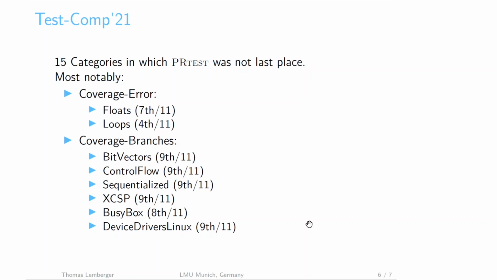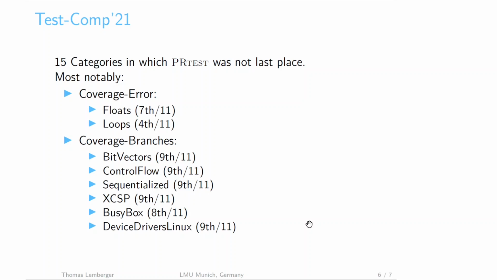And then it gets interesting when we look at the Test-Comp' 21 results. So whenever PRTest is not the last place in a category, that's a hint that the tools that are worse use some approach or some heuristic that is not suited for the corresponding category.